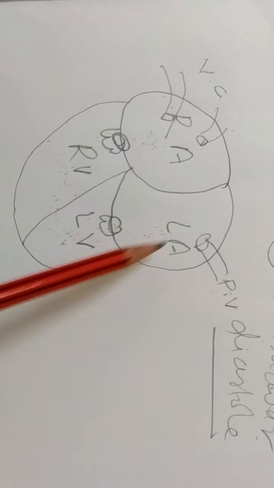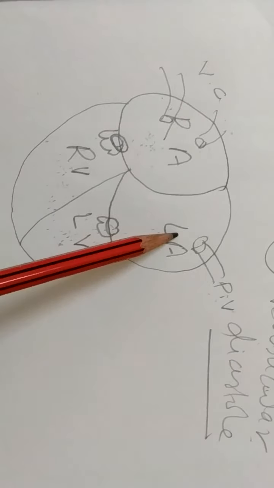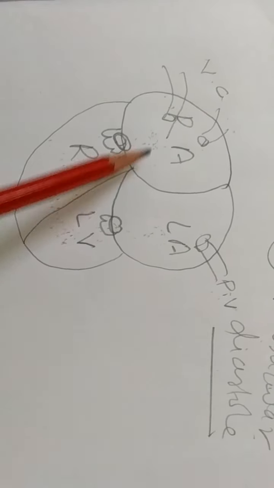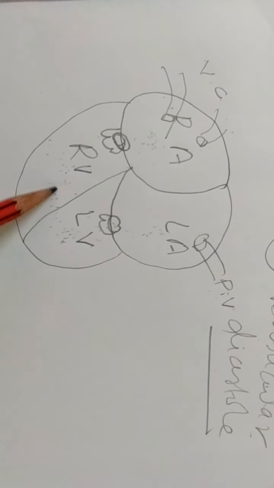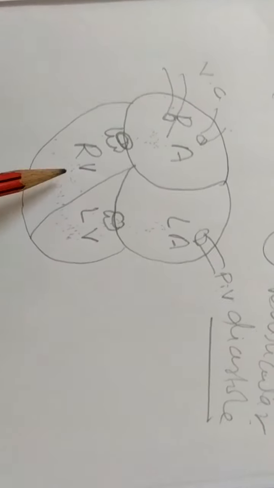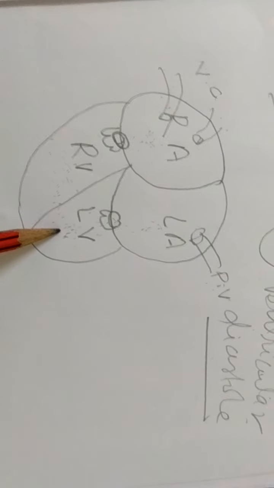Now when all the four chambers are in the relaxed stage, these chambers also get filled with the blood. This happens in the joint diastolic stage. Next stage is auricular systole.